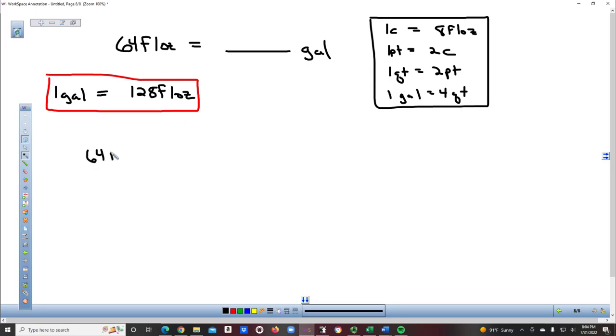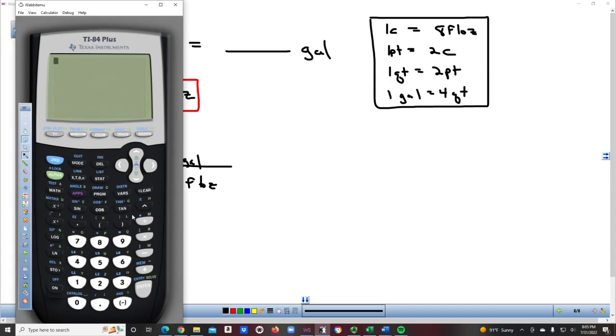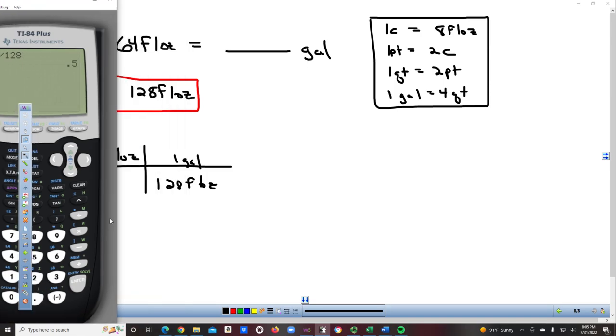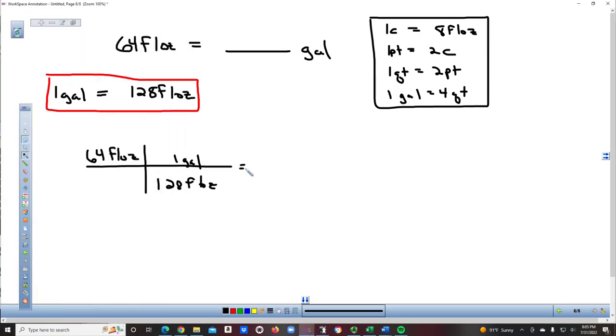So we have 64 fluid ounces, and we just said that for every 128 fluid ounces, we get 1 gallon. Alright, and if we go over to our calculator, well, 64 is what, half of 128, but let's just double check. We get 0.5. Therefore, 64 fluid ounces is just a half gallon.